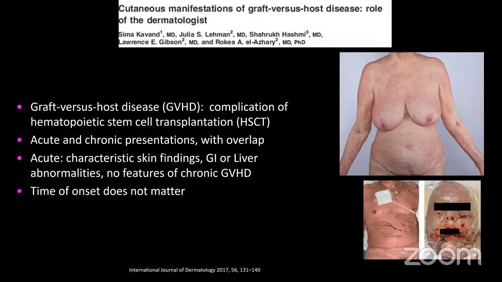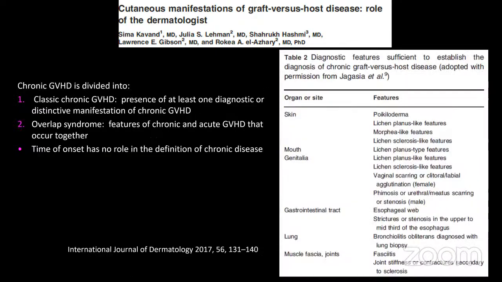Graft versus host disease. This occurs as a consequence of transplantation. There are acute and chronic presentations. They overlap. There's no longer a time cutoff for these. So acutely, you have these characteristic skin findings that sometimes just look like a regular rash, but you also have GI and liver abnormalities, and no features of chronic GVH. So here are some features that can overlap with any drug reaction on the right that are acute graft versus host disease.